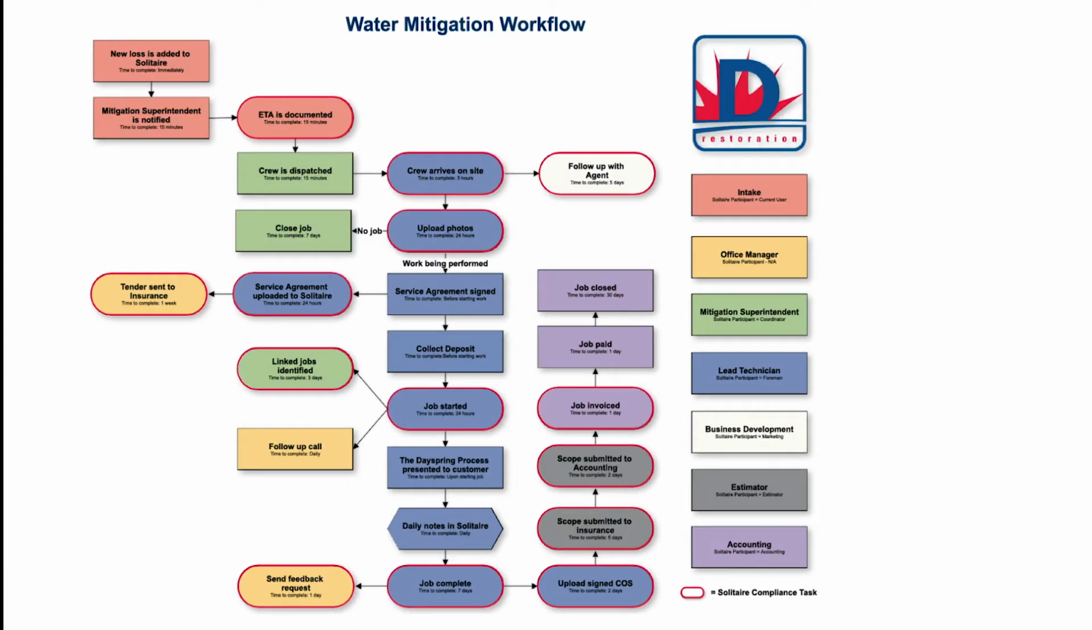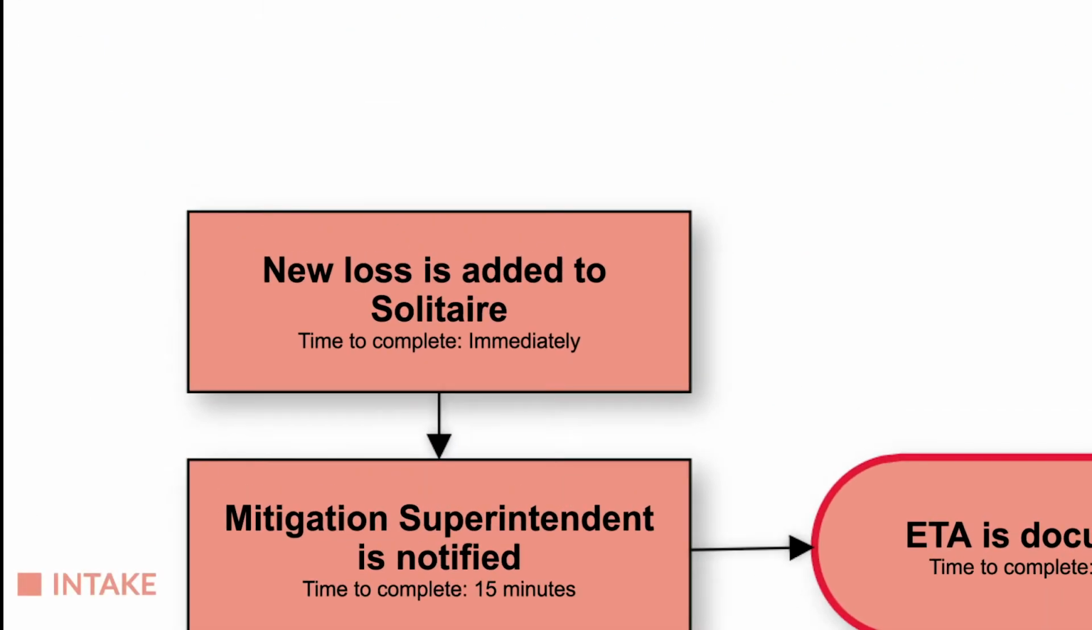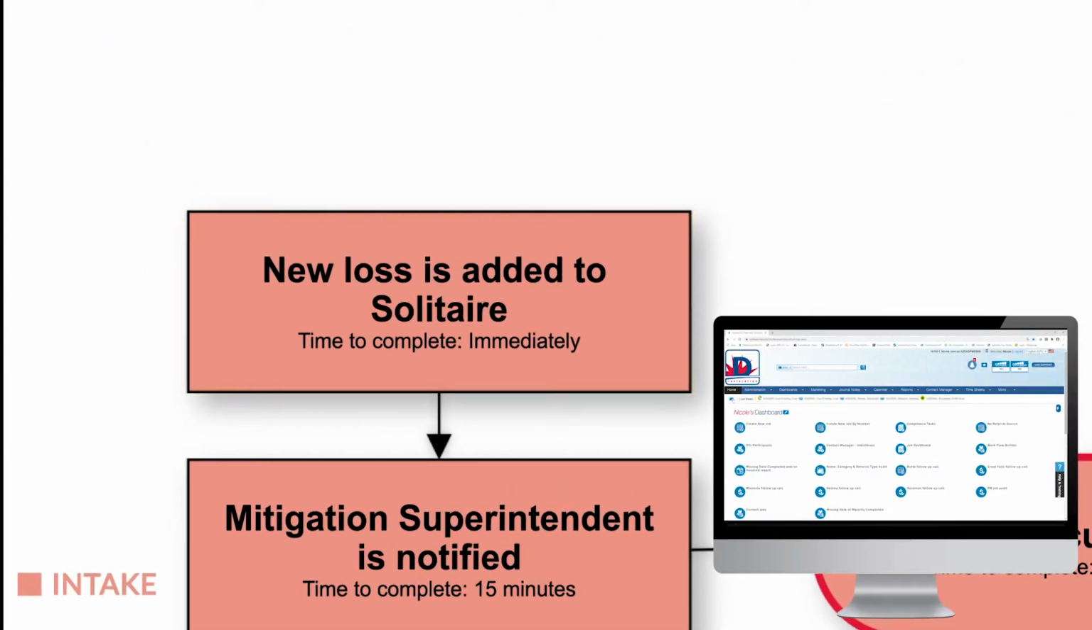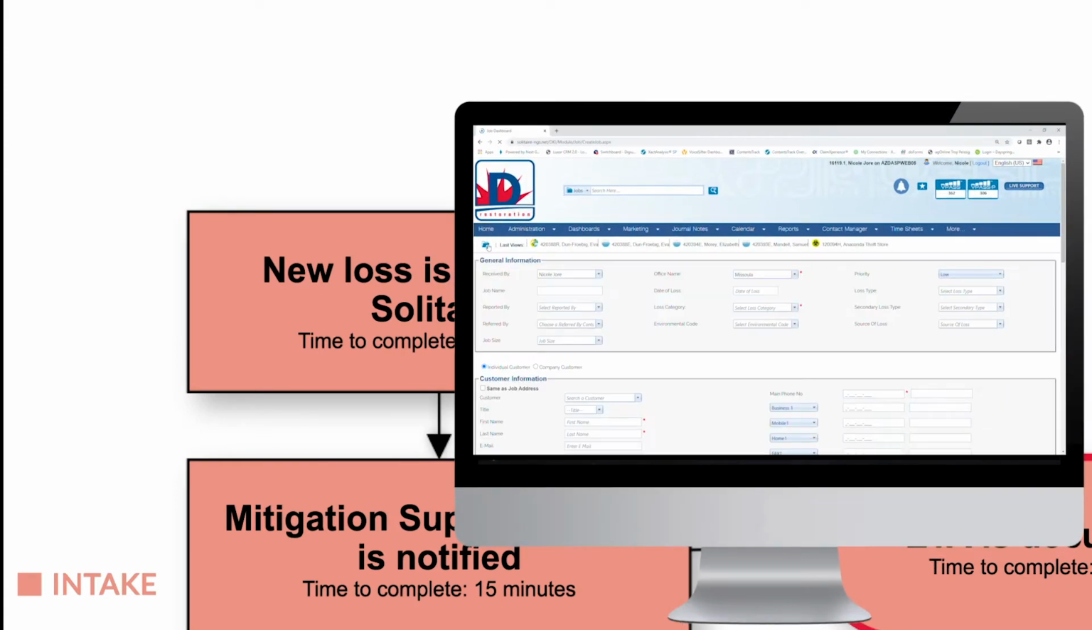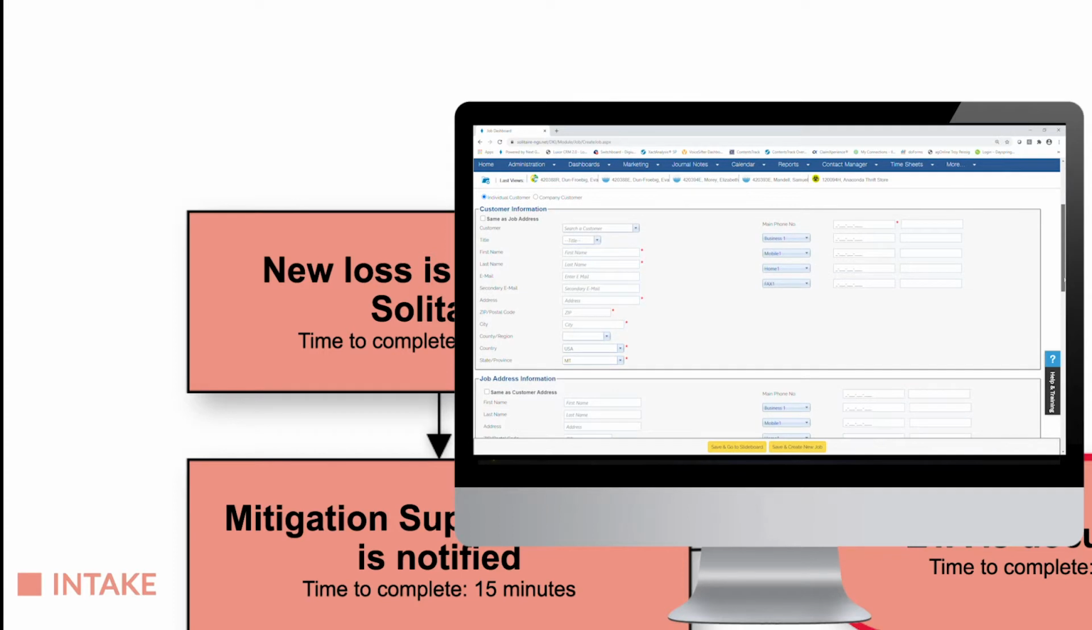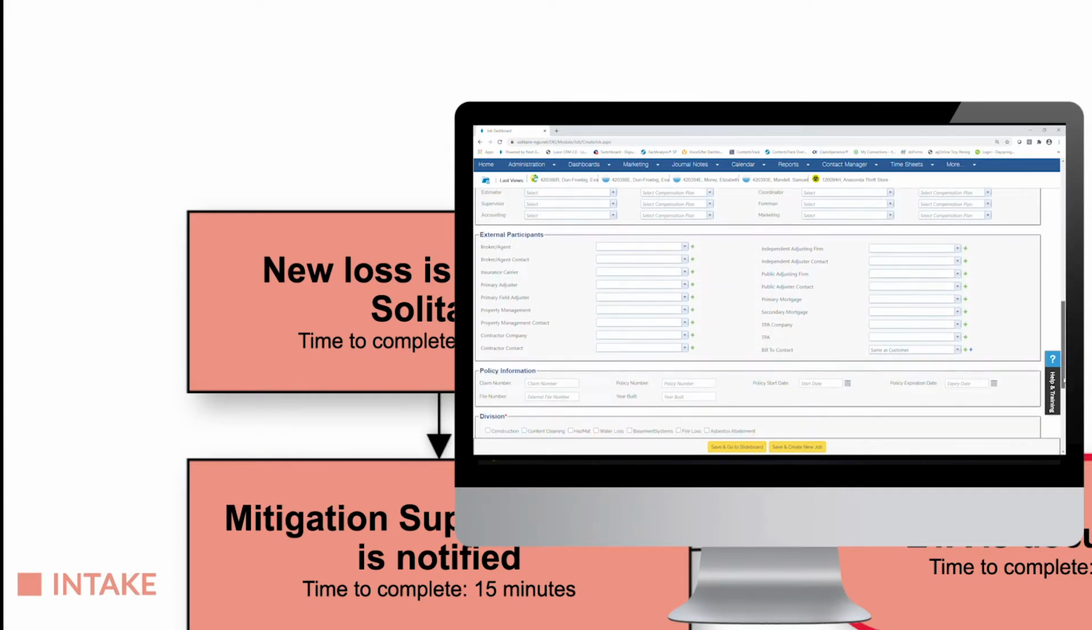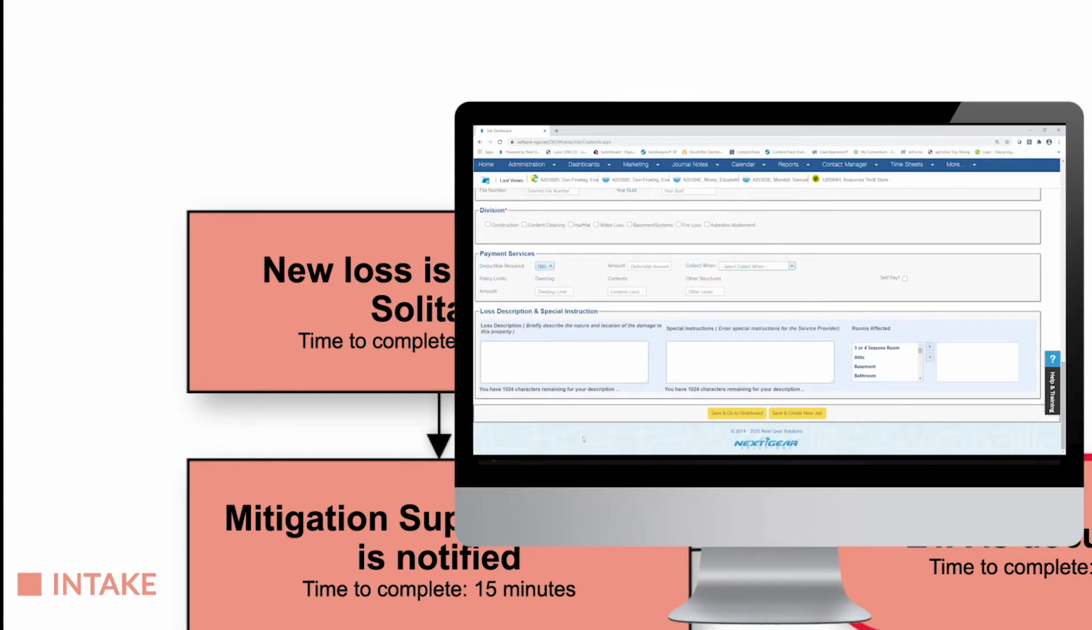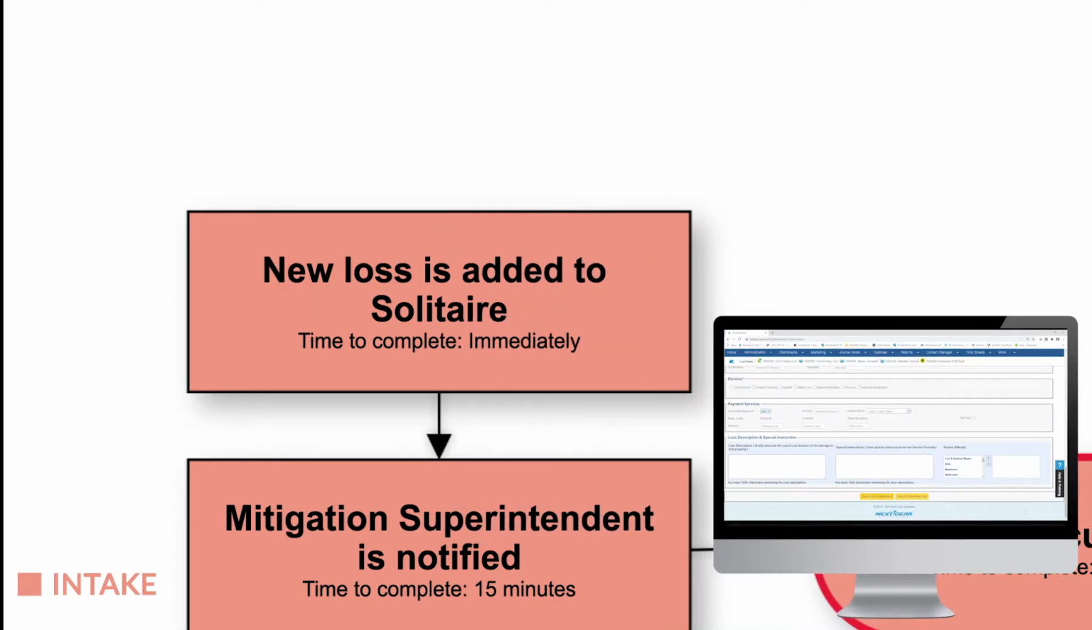When taking a look at the workflow, the process begins with a new loss. The new loss is immediately added into Solitaire by the intake personnel and information is gathered. The minimum amount of information required to input is the name of the property owner, contact phone number, address of the loss, and a brief description of the loss.